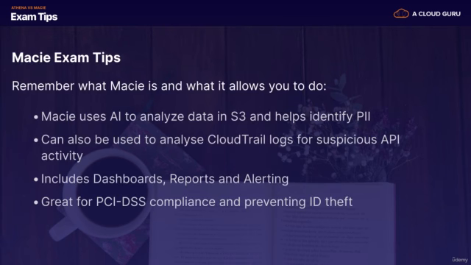Whereas Macie is essentially a security service. It uses AI to analyze your data in S3 and help identify personally identifiable information, or PII. It can be used to analyze CloudTrail logs for suspicious API activities. It includes dashboards, reports, and alerting, and it's great for PCI DSS compliance and for preventing ID theft. So if you know the difference between Athena and Macie going into your exam, you're going to do very, very well.